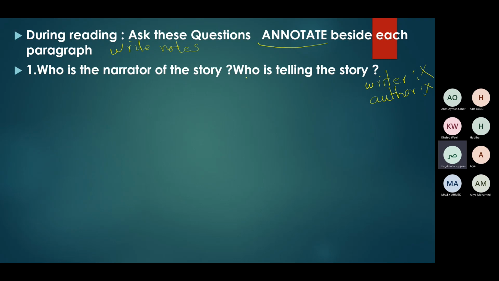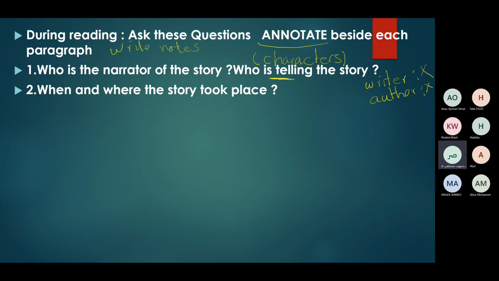The narrator, who is telling the story. Okay, and it is regularly one of the characters in the text. The narrator is regularly one of the characters. Sometimes the narrator is the writer himself, the author himself, but mostly the narrator is one of the characters. So ask yourself, who is telling the story? Which character exactly is telling me the story?